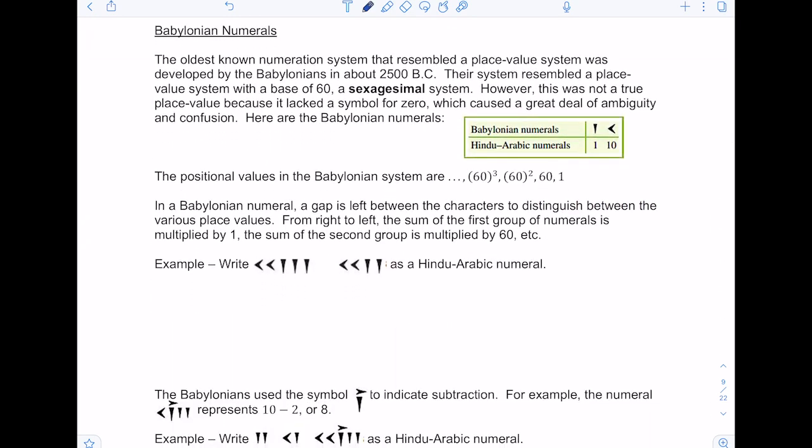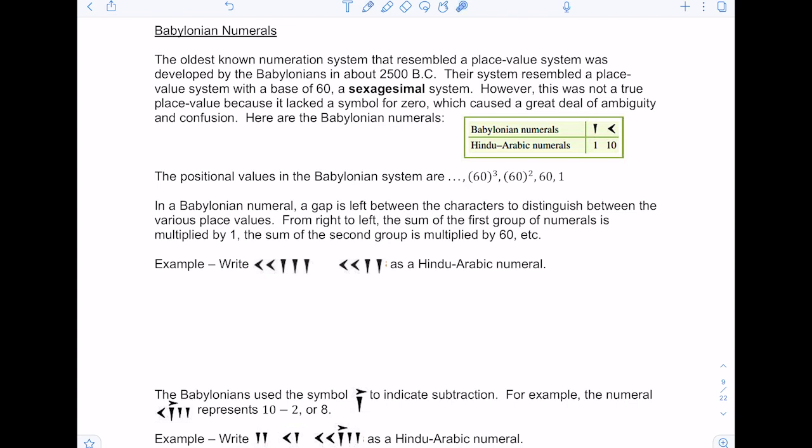Let's talk about the Babylonian numerals again. It's the oldest known numeration system. We discussed this back in 4.1, and it resembled a place value system. Their system resembled a place value system with a base of 60, and we call that a sexagesimal system. This is not a true place value system because it lacked a symbol for 0, which, remember, caused some problems. So there were other civilizations that did take 0 into account.